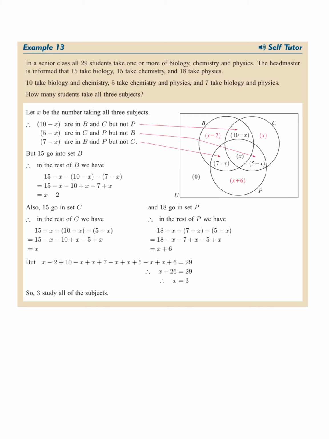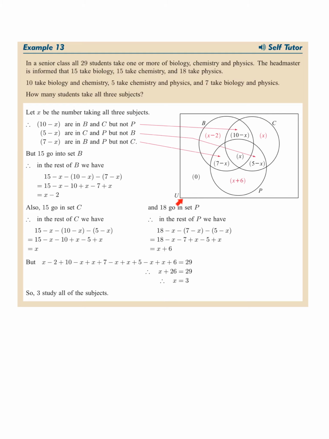Let's have a look at example 13. In example 13, it said in a senior class, all 29 students take one or more of biology, chemistry, and physics. The headmaster is informed that 15 take biology, 15 take chemistry, and 18 take physics. So this is going to be a Venn diagram.